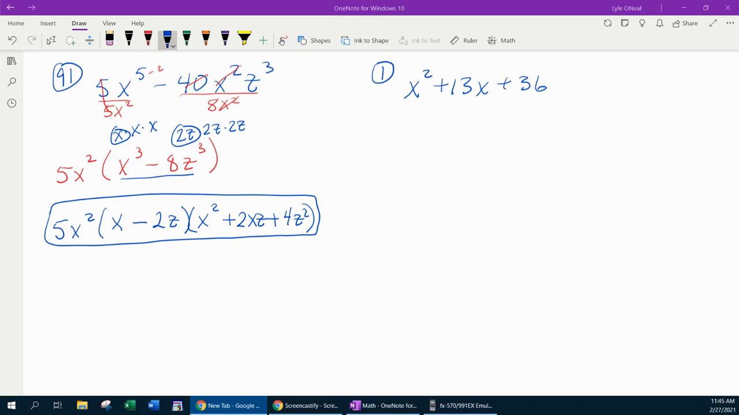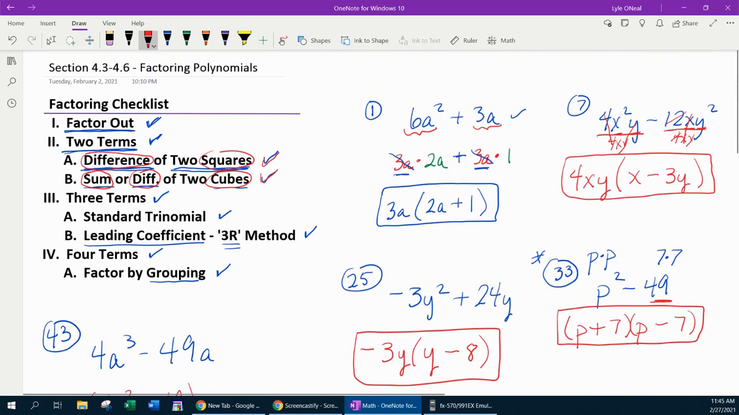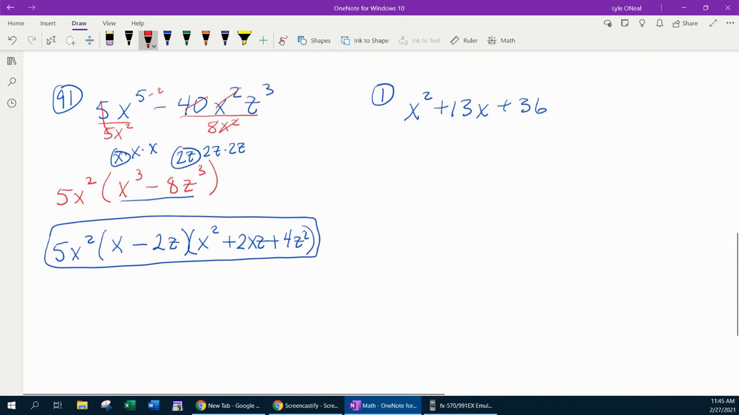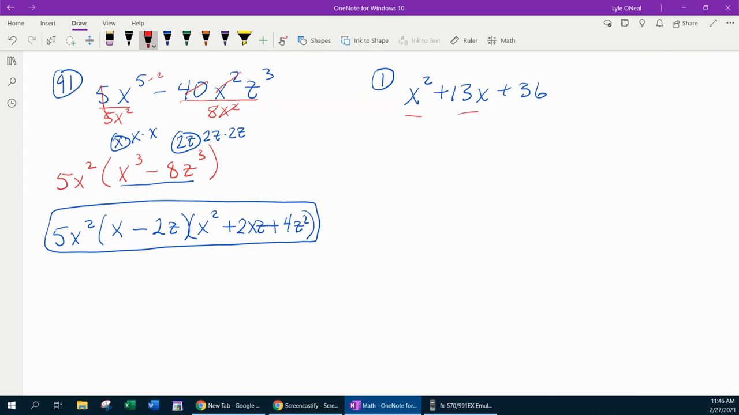All right, for my next example, notice I've jumped to number 1, and I've also jumped to section 4.4. So now we're going to shift gears and look at factoring trinomials. That doesn't mean that you can skip the checklist, okay? Remember the checklist, you have to start at the top and work your way down. So we are going to have to check for common factors. And then remember, for this section of problems, we're going to be focusing on the three terms, the trinomials. So looking at this problem, all three terms do not have a common factor. So I can't factor out, but it is a trinomial.